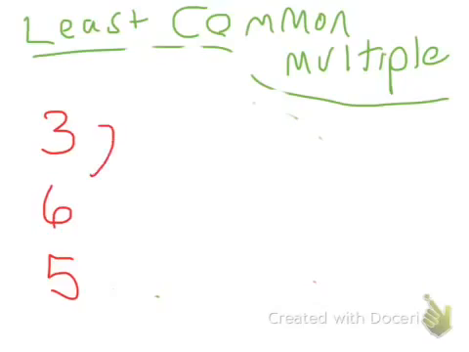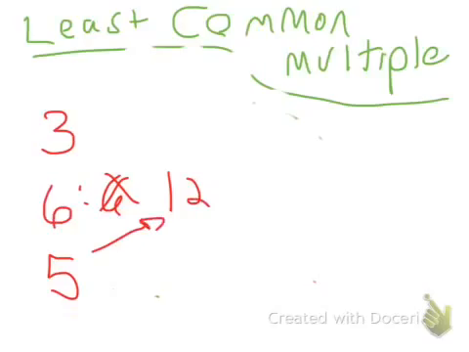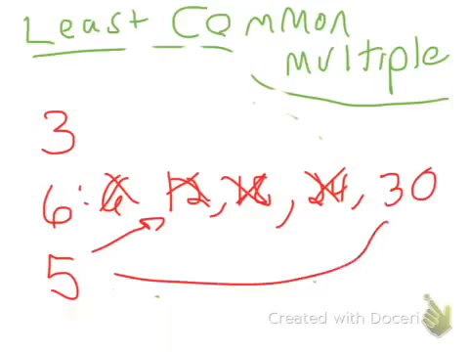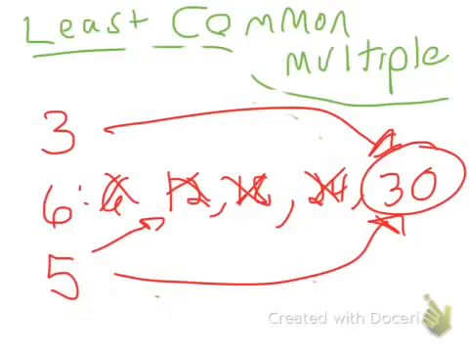Okay, so the first thing we should do is see if they all go into the biggest number. Now 3 goes into 6, but 5 does not go into 6. So we're going to have to do the other method. Let's start with the biggest number and count up. 6, we just said, doesn't work. 12 is the next number. Does 5 go into 12? No, it does not. Then it's 18. 5 does not go into 18. 24. 5 doesn't go into 24. 30. Well, 5 does go into 30, and 3 also goes into 30. So the least common multiple is 30.